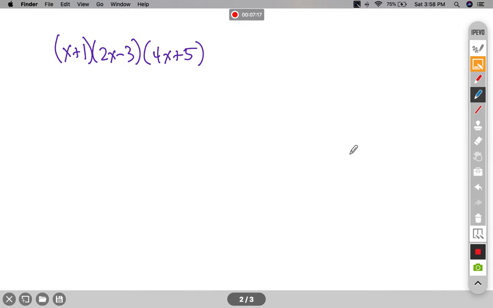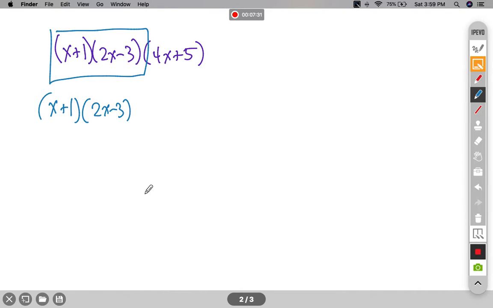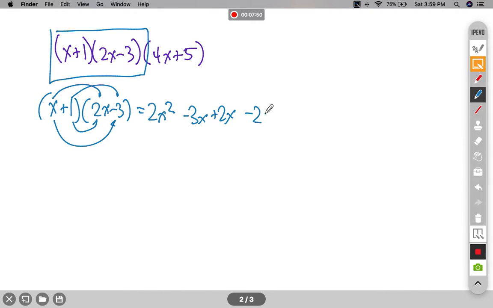So what happens now? I got 3 of these. I work 2 at a time. I start off with the x plus 1 times 2x minus 3. And I'll multiply this one out. 2x squared minus 3x plus 2x minus 2 equals 2x squared minus x minus 2.